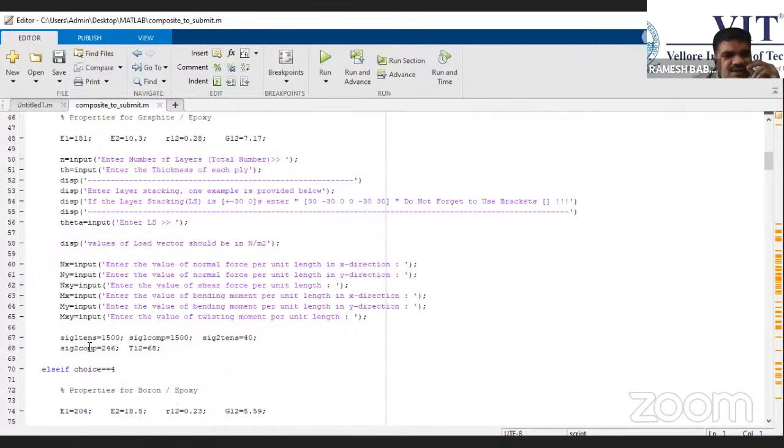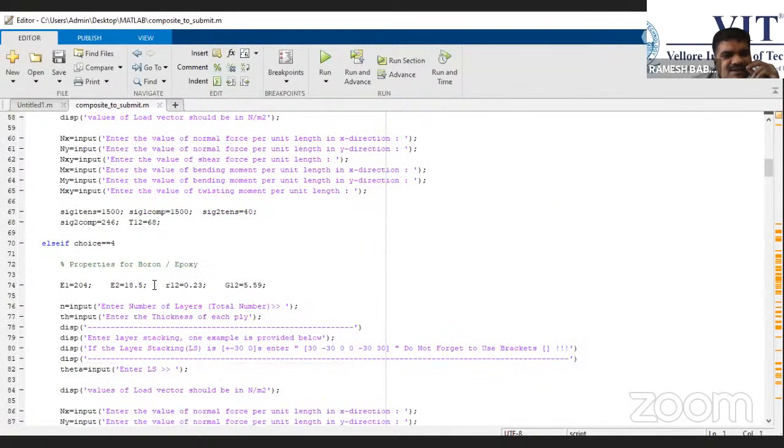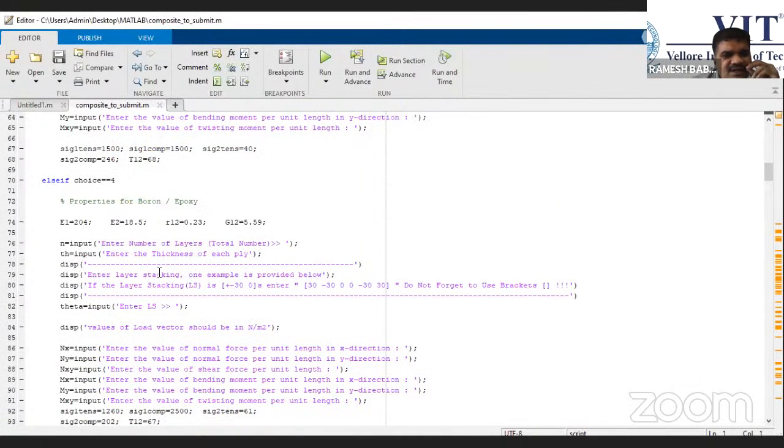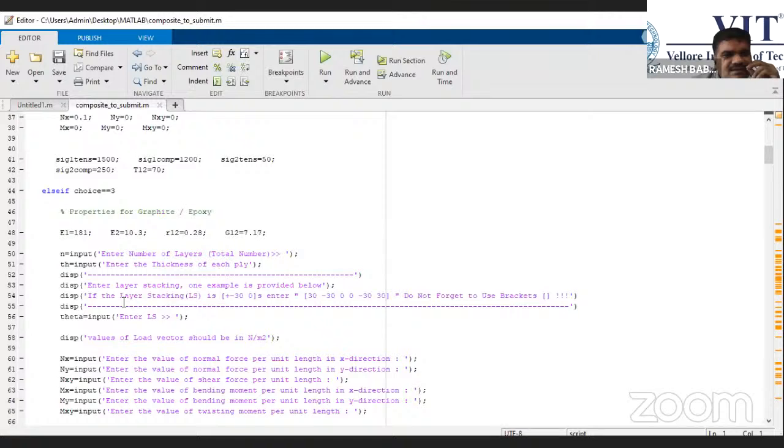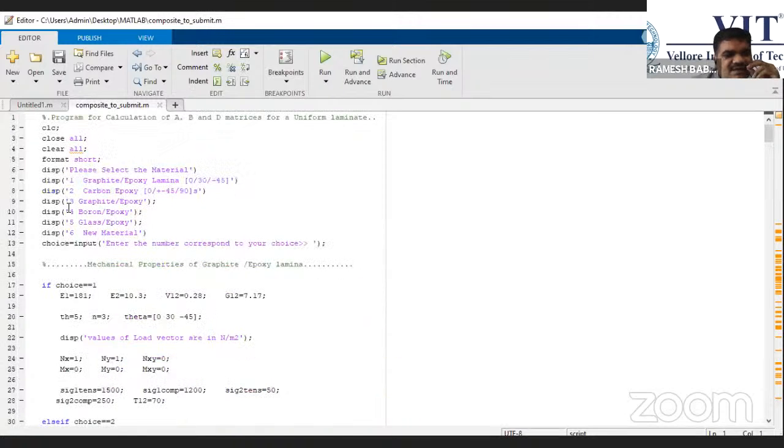Then for these, what values are available, and what are the input values, the total number of layers. For choices 3 and 4 we have not given the number of layers, whereas here we have given the number of layers and there we have not. That is why we can give the graphite epoxy number of layers this way. So you can write it that way also.